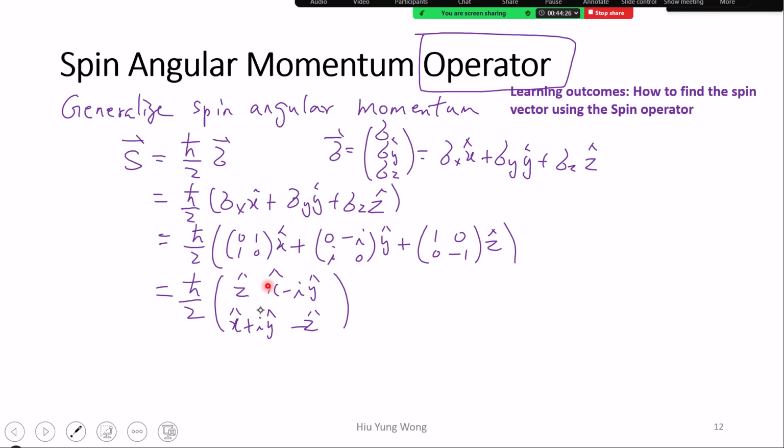Are you okay with how I get this one? Because I just add the elements together, right? The first element is 0 times x hat, 0 times y hat, plus 1 times z hat. The second element is 1 times x hat minus i times y hat, plus 0 times z hat. And then I get this one. So you see that the spin angular momentum operator is a matrix.